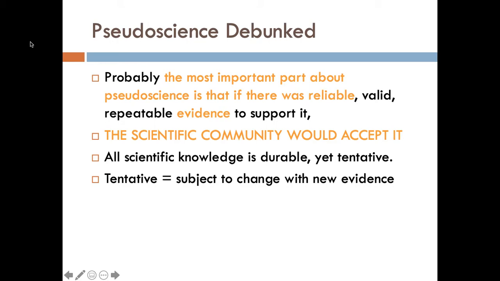But probably the most important part about pseudoscience is that if new, reliable, valid, repeatable evidence was presented that supported something like Bigfoot existing, the scientific community would have to accept it. And that's the nature of science, that the knowledge is tentative. There's always new information coming up, and certain things are evolving. So tentative means subject to change with new evidence.